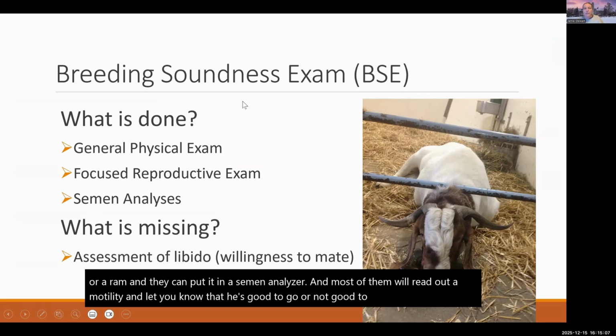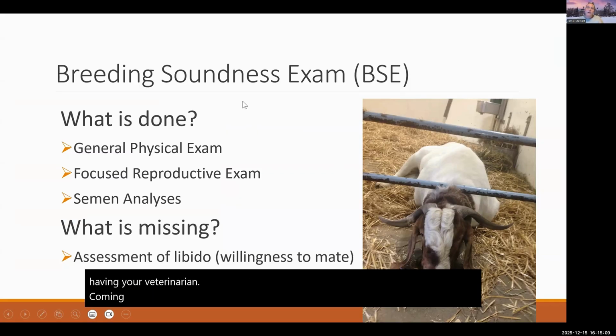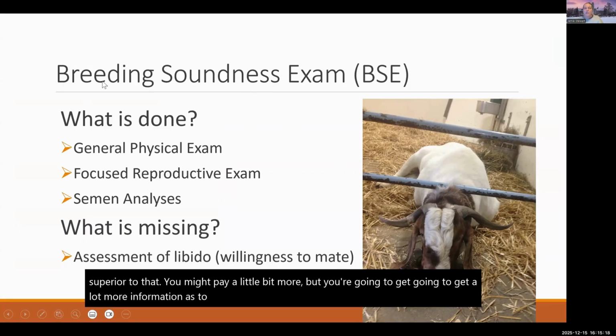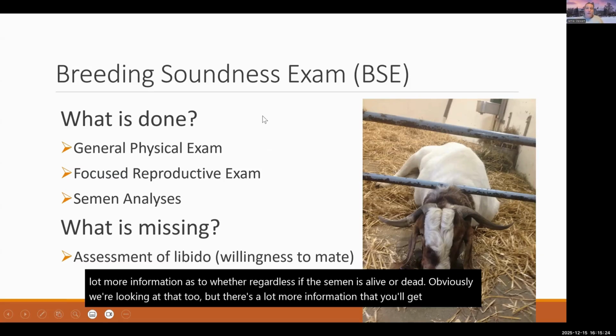And I'll argue that having your veterinarian coming out and doing a comprehensive breeding soundness exam is going to be far superior to that. You might pay a little bit more, but you're going to get a lot more information as to whether the semen is alive or dead. Obviously, we're looking at that too, but there's a lot more information that you'll get from having a veterinarian out.